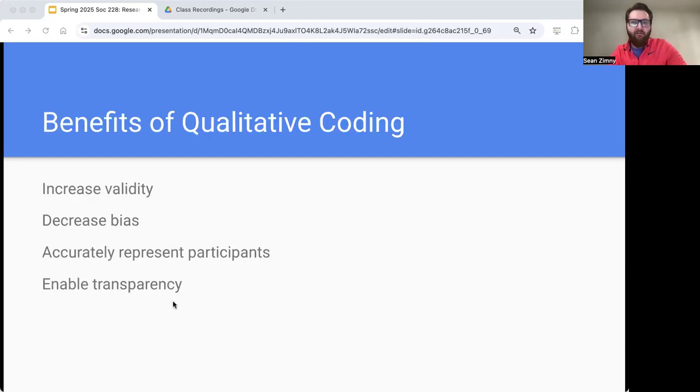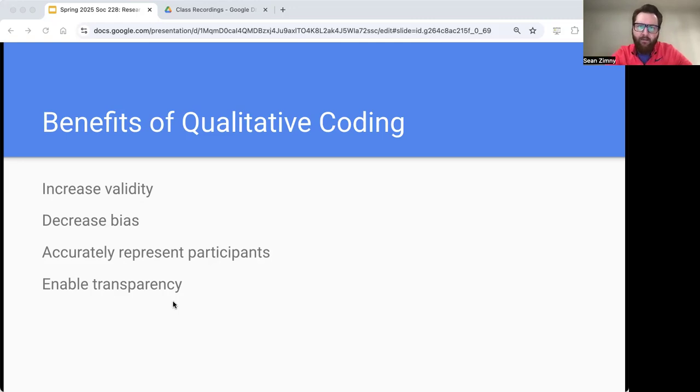So some key benefits of qualitative coding. Number one, increases validity. Qualitative coding provides organization and structure to data so that you can examine it in a more systematic way to increase the validity of your analysis. It also decreases bias. Qualitative coding enables you to be aware of potential biases in the way that the data is analyzed. Accurately representing participants. Qualitative coding allows you to evaluate if your analysis represents your participant base and helps you to avoid overrepresenting one person or a group of people.